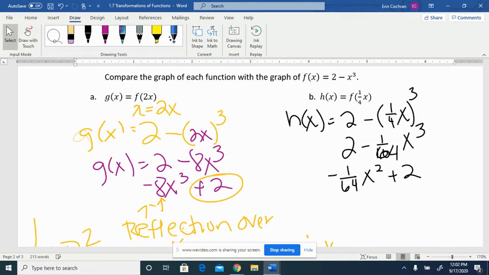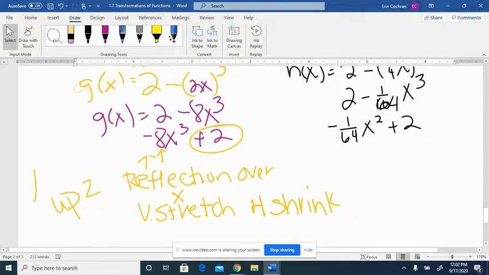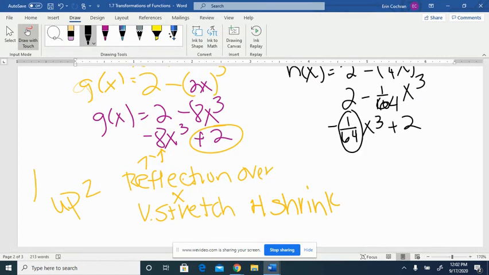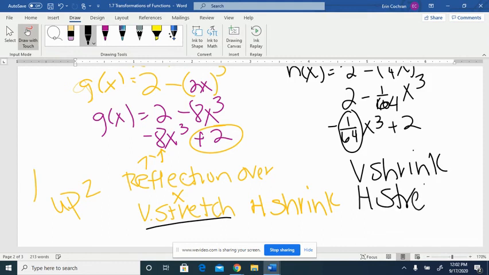So the only thing that is changing from part A to part B is my a. My a is that 1 over 64. So instead of a vertical stretch, we have a vertical shrink. And since we have a vertical shrink, we actually have a horizontal stretch.